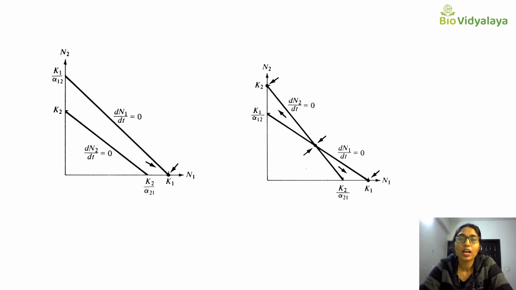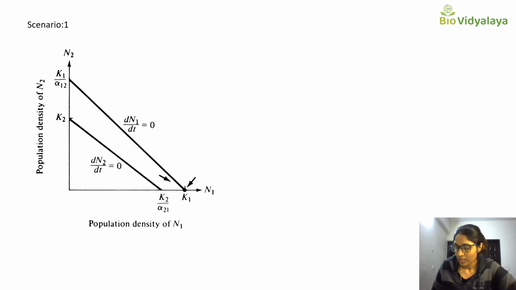Now we know how the zero isoclines of species 1 and species 2 will be. But in your examination, you will get one graph. In that graph only, you can find both the isoclines, species 1 and species 2. You have to analyze the graph and find who will be the winner of that competition. Based on different competition, there are 4 possible graphs. So let's see that.